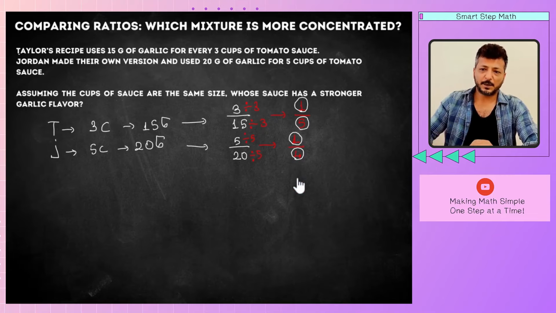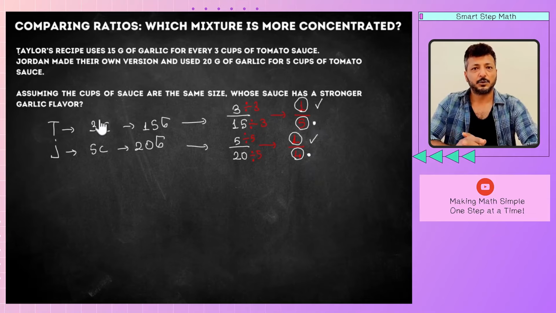Now, you have 1 cup of tomato sauce prepared by Tyler and 1 cup prepared by Jordan. If you eat both, which one has a stronger garlic flavor? Of course, it's not the one prepared by Jordan, right? Why? Because the amount of garlic in Tyler's sauce is more than the amount of garlic in Jordan's sauce. Therefore, our answer is that the garlic flavor in the tomato sauce prepared by Tyler is stronger.